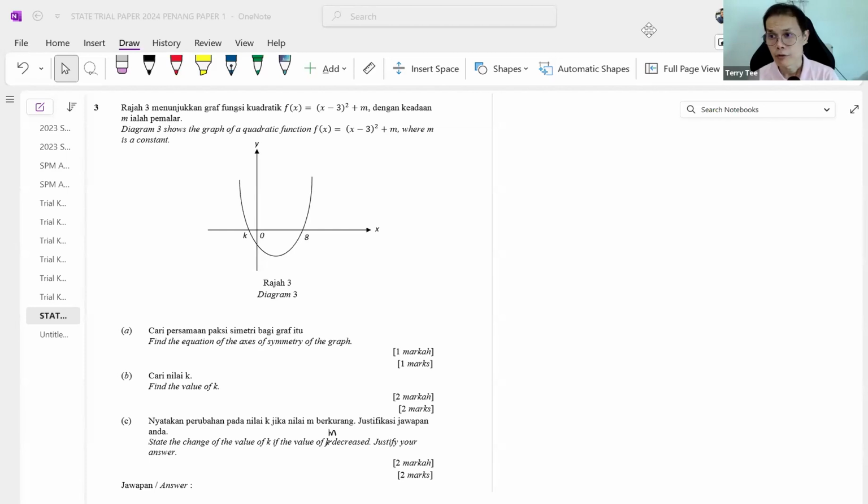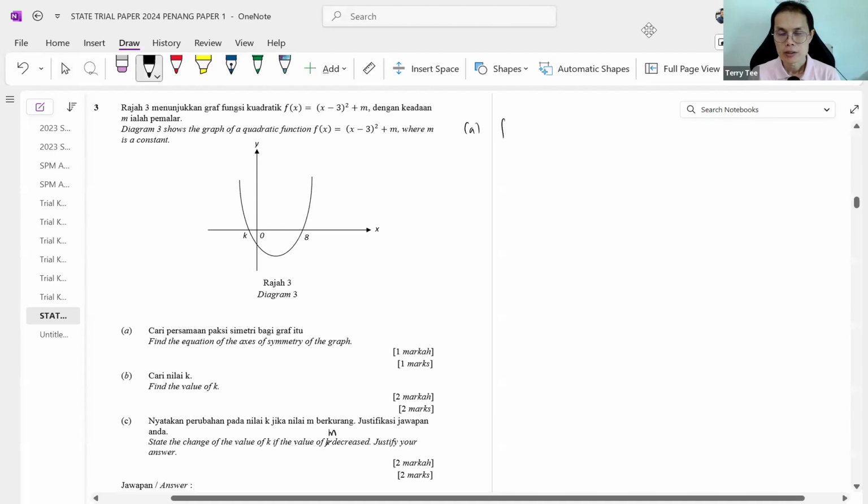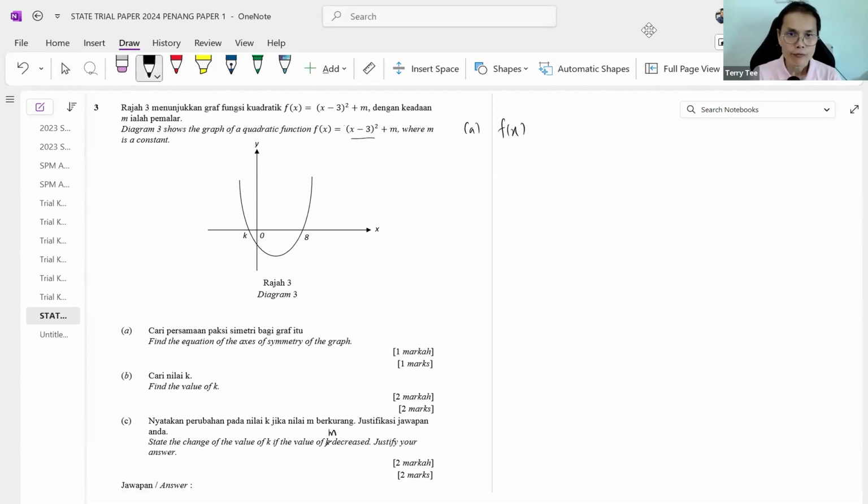Okay, this is question number 3 from Form 4, Chapter 2, Quadratic Function. The diagram shows a quadratic function, f(x) equals (x minus 3) squared plus m, where m is a constant. Find the equation of the axis of symmetry. This is quite easy. You can see that f(x) is written in vertex form. The coefficient of x squared, a, is more than 0, so f(x) has a minimum value, and that minimum value is m. This occurs when the expression inside the bracket, x minus 3, is 0, so x equals 3.